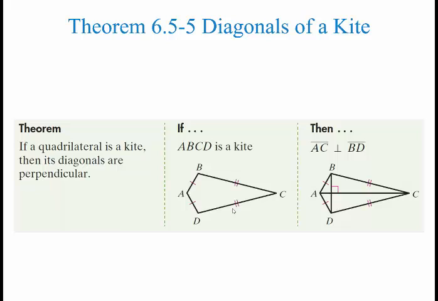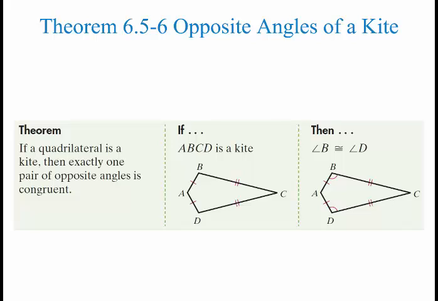So a couple theorems. Theorem 6.5-5, this is diagonals of a kite. All right, if a quadrilateral is a kite, then its diagonals are perpendicular. So meaning if ABCD is a kite, and I draw this diagonal and this diagonal here, well, the diagonal AC and the diagonal BD, when they cross, they form a 90-degree angle, and they're perpendicular.